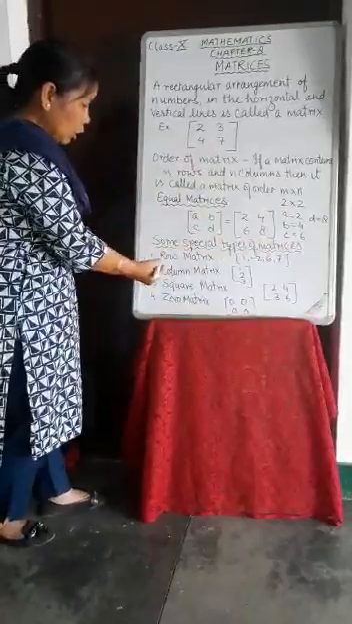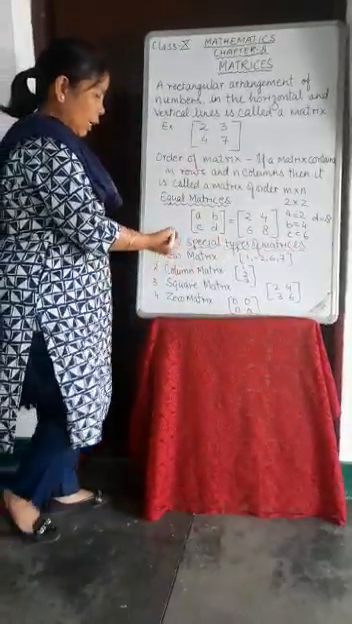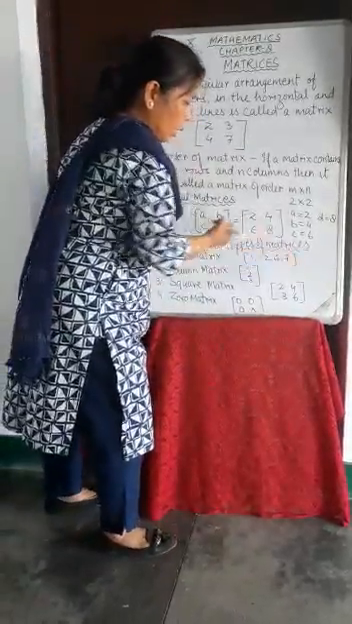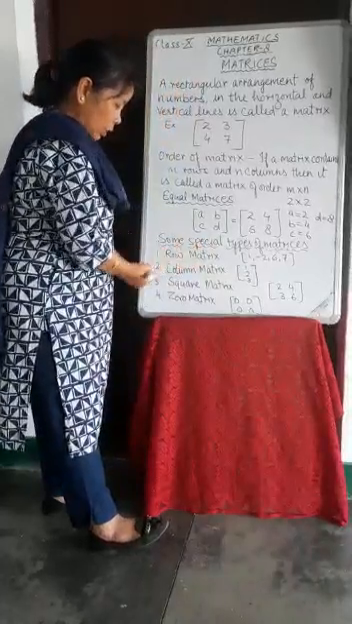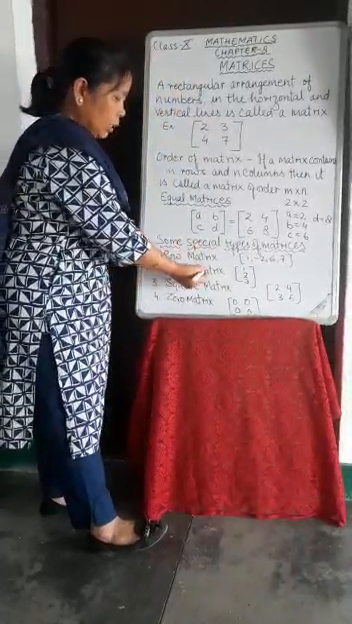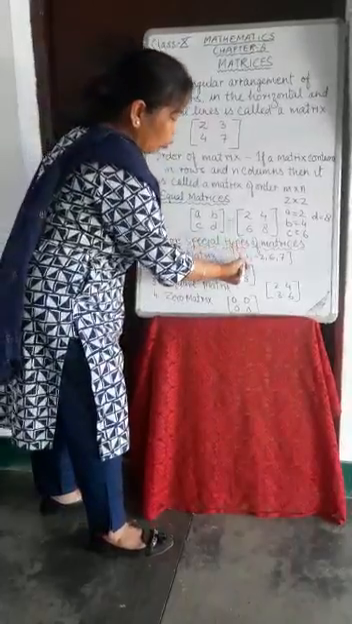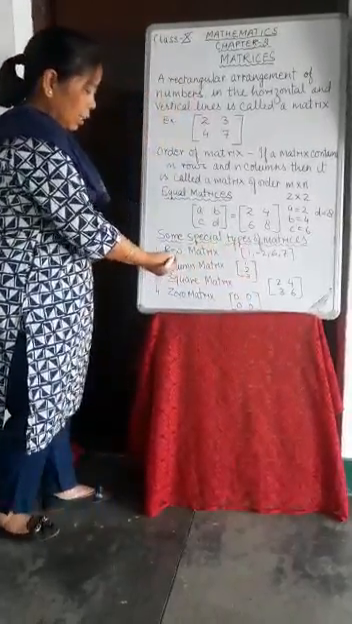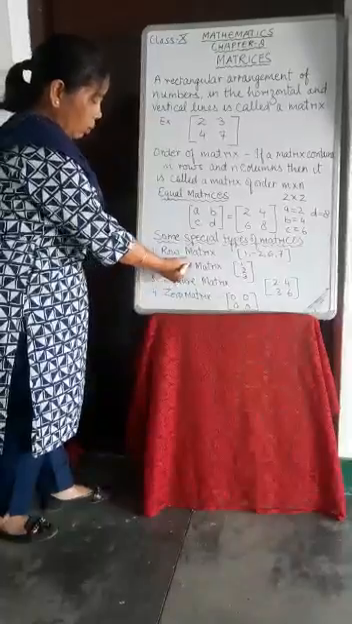The first one is the row matrix. If a matrix has only one row, then it is called a row matrix. The second one is the column matrix. If only one column is there, then that matrix is called a column matrix.